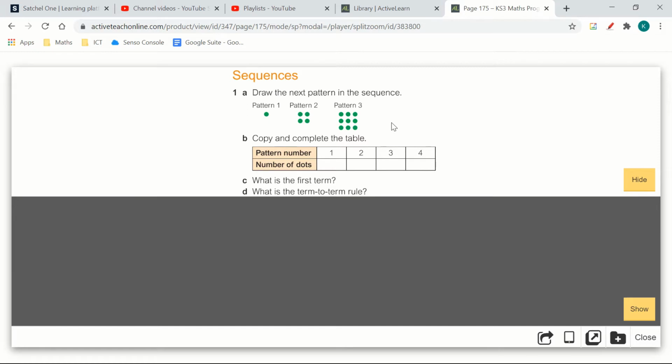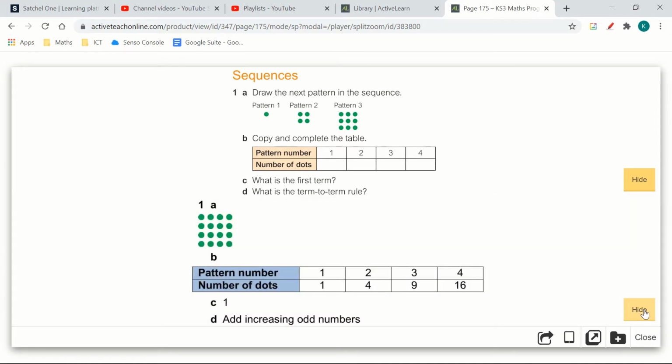Okay, I'll get you to pause the video and I'll show you the answer. So, add increasing odd numbers. Now, I'm not sure whether you'd have got the exact same wording of that, but that's what you're looking to do there. Because we've gone from 1 to 4, which is 3, and then from 4 to 9, which is 5, and then from 9 to 16, which is 7, and it's increasingly odd numbers.